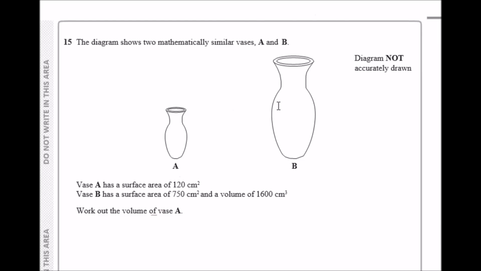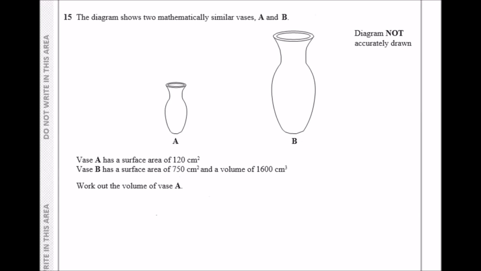Alright, so the diagram shows 2 mathematically similar vases, A and B. Vase A has a surface area of 112 centimeters squared, B has a surface area of 750 centimeters squared, and a volume of 1600 centimeters cubed. Work out the volume of vase A. Alright, so first things first, we need to recall some formulas here.